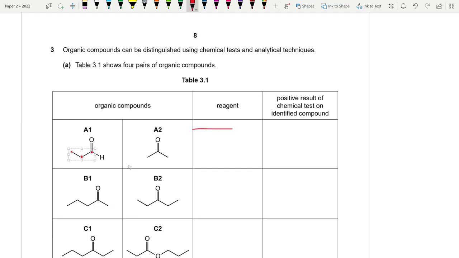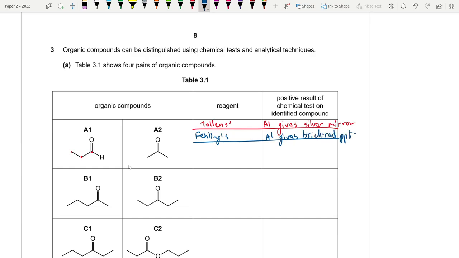So I'm going to write all of them if that's okay with you guys. The more you know. Tollens', okay, this is for A1, by the way. A1 gives silver mirror. Then we have Fehling's. A1 as usual gives brick red ppt.